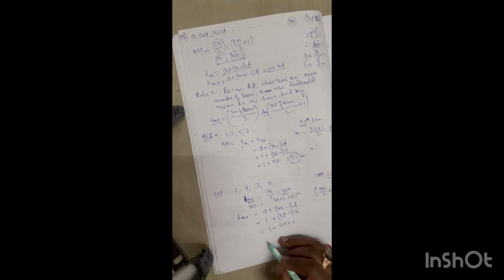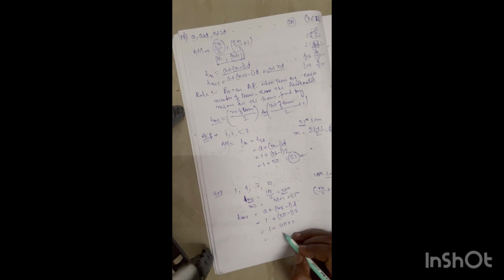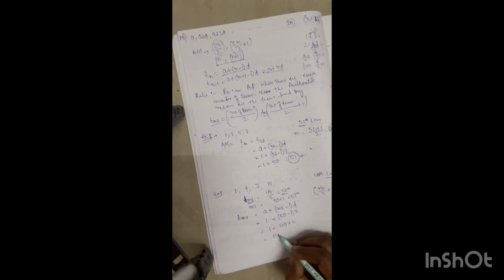So 49 into 3, how much is it? 147, I suppose. 147 plus 1, 148 will be the answer. Similarly, if you want to calculate the next term, I will put the value directly. So this is 51 minus 1 into d, where d is 3. That is equal to 1 plus 50 into 3, which is 150. 150 plus 1 is equal to 151. So these are the two terms you can see.